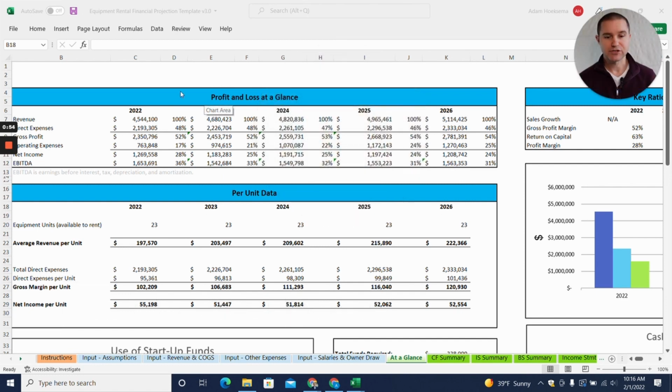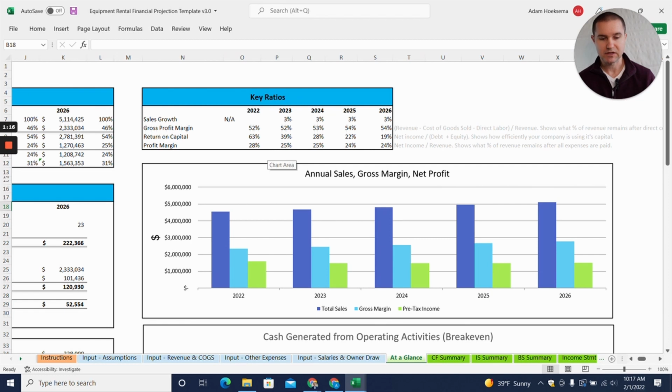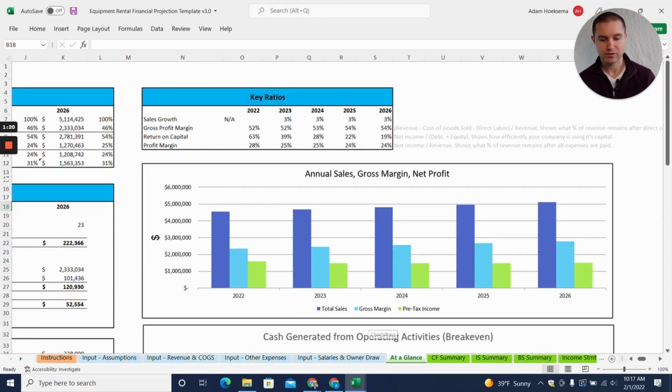So the first thing I wanted to show you is really starting here at the end. This is our at a glance tab with our 5-year profit and loss at a glance, a number of per equipment unit data, some KPIs, and then also a number of graphs, tables, and charts, some key ratios, cash generated from operating activities and break even, that sort of thing.